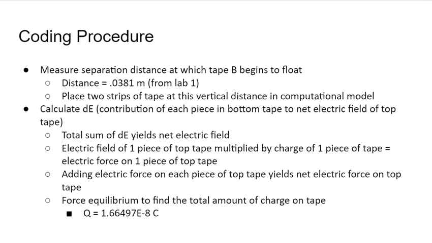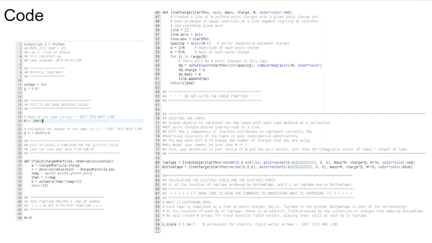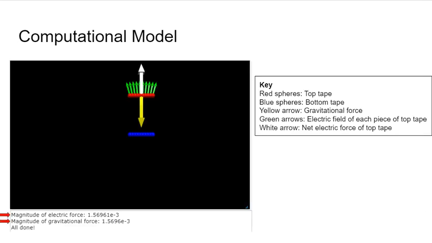And the total sum of the dE values gave us the net electric field, and then the electric field of one piece of top tape multiplied by the charge of one piece of top tape equals the electric force on one piece of top tape. And then adding the electric force on each piece of top tape yields the net electric force on the top tape. And so we use force equilibrium, which was described earlier using the gravitational force and the electric force to find the total amount of charge on the tape, which we found to be 1.66497 times 10 to the negative 8th coulombs. So this is the first slide of my code, and this is the second slide of my code.